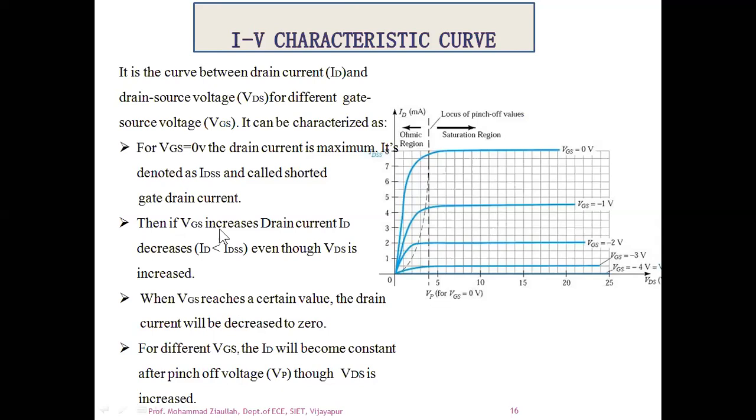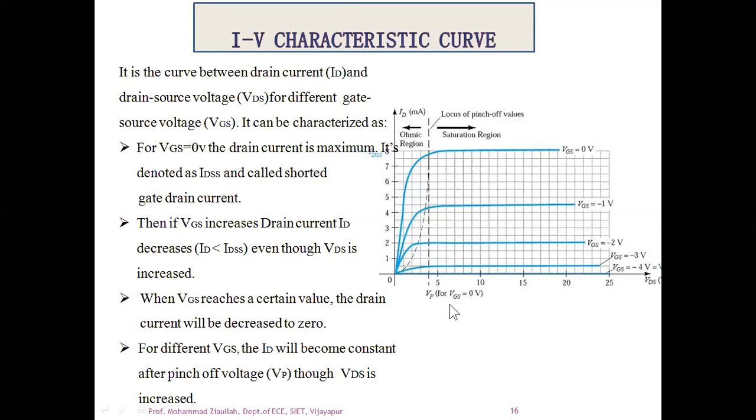Similarly, if this particular VGS value reaches a certain value where there is no drain current, that is, it is almost equal to zero, that will only happen when you have reached the VP value, which is your threshold value.